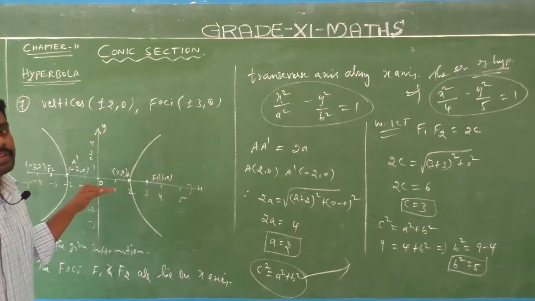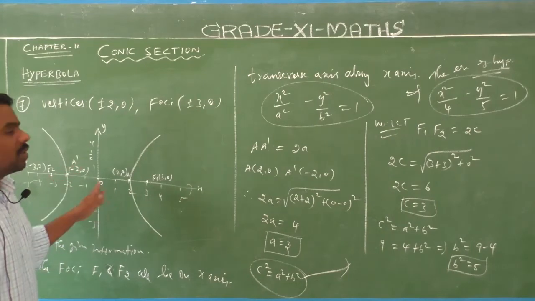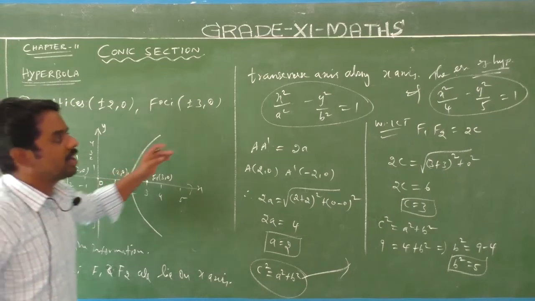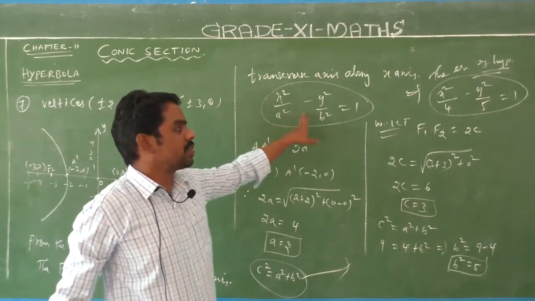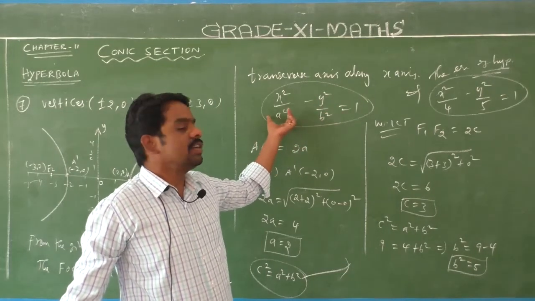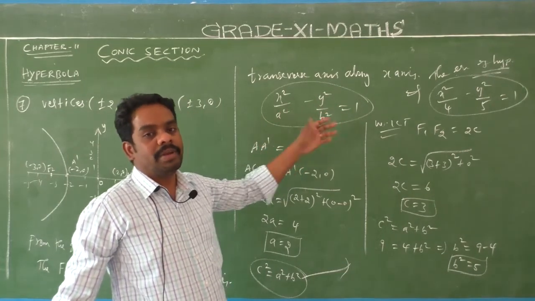So the x-axis is the transverse axis and the y-axis is the conjugate axis. We know the equation of the hyperbola is x squared by a squared minus y squared by b squared equal to 1. Here we need the a squared value and the b squared value, so we find the a and b values.